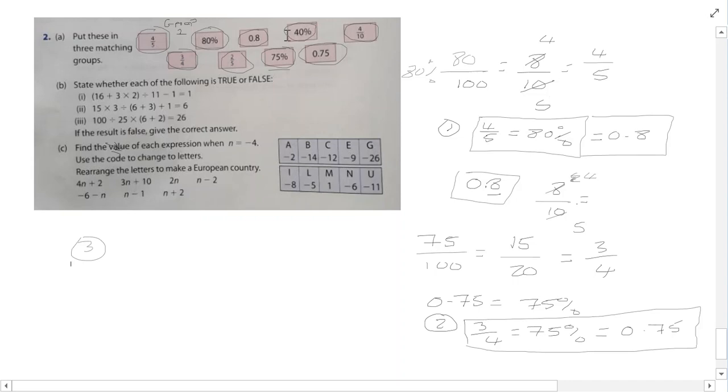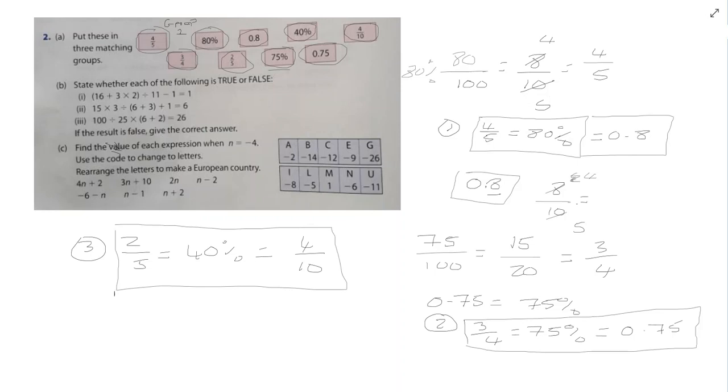So 2 over 5, 40%, and 4 over 10. So 2 over 5 is equal to 40%, which is equal to 4 over 10. Okay, and that'll be your third group. So that'll be the answer to the first question.